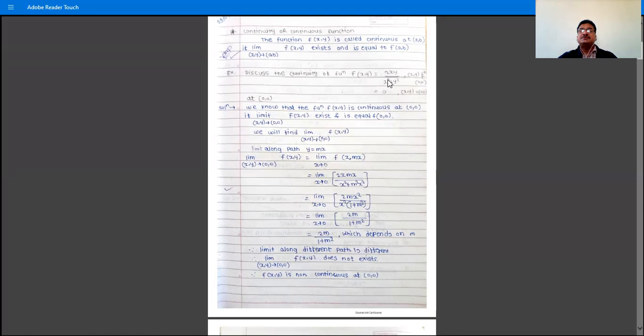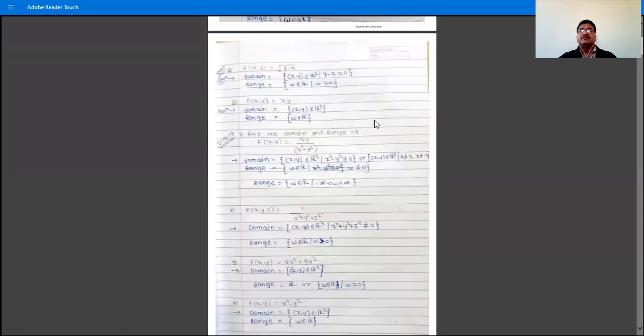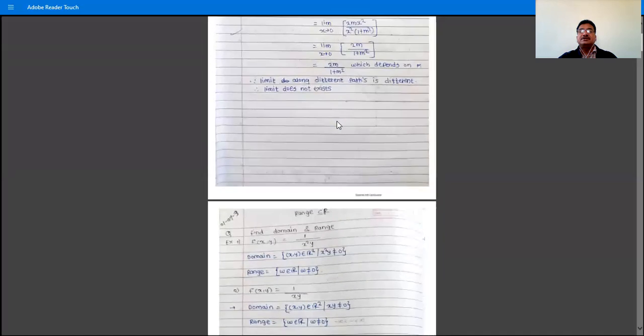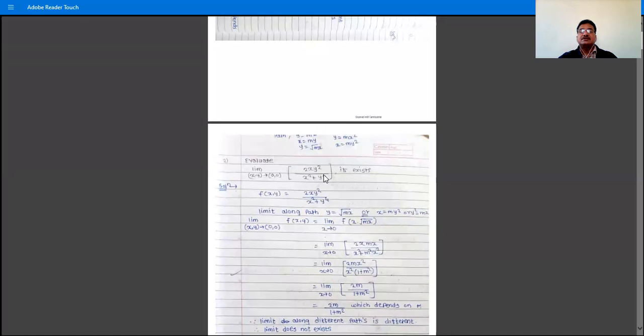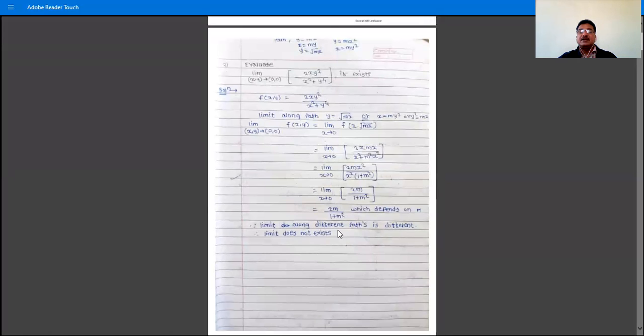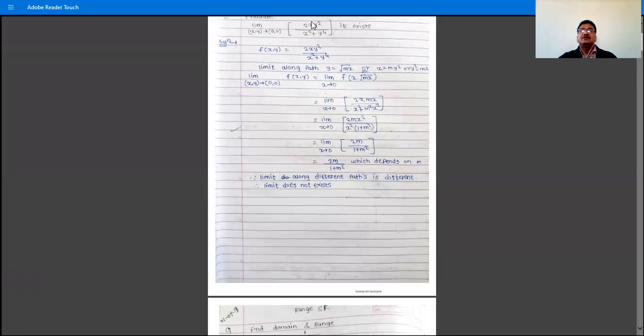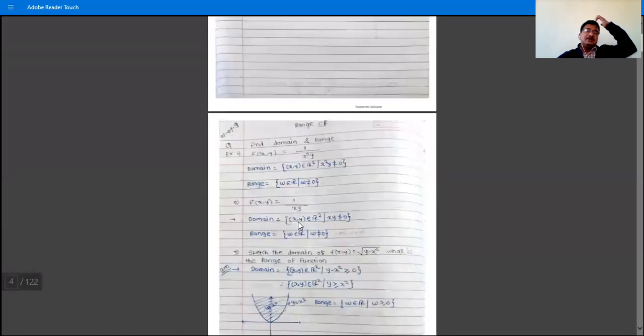That is, instead of this function, if we are given the function 2xy square divided by x square plus y square, then by the same proof the limit does not exist, and therefore this function f(x,y) is not continuous at (0,0).